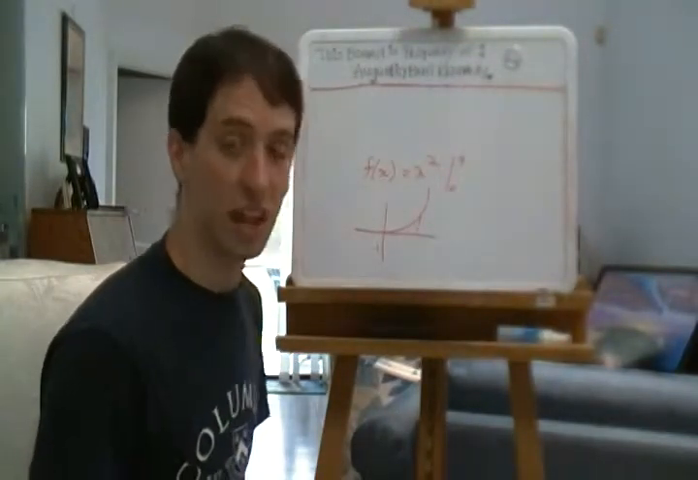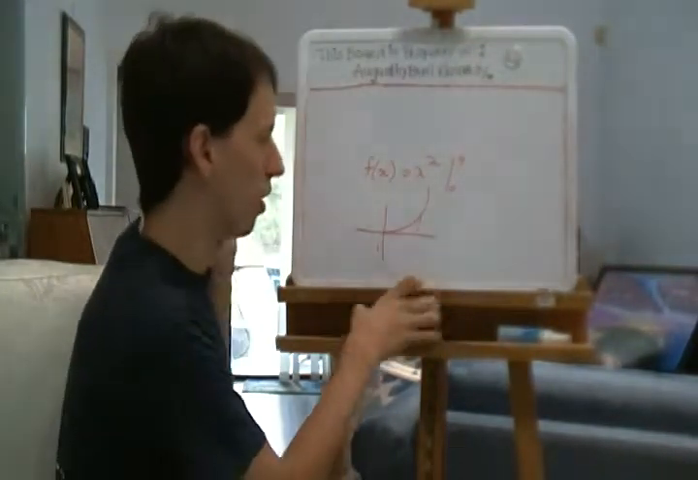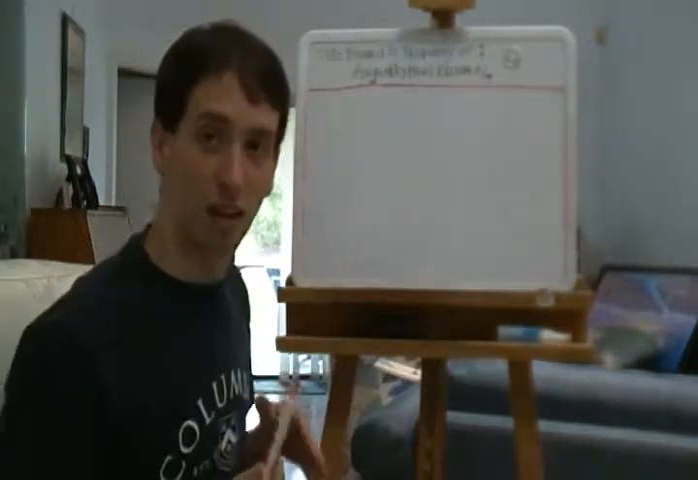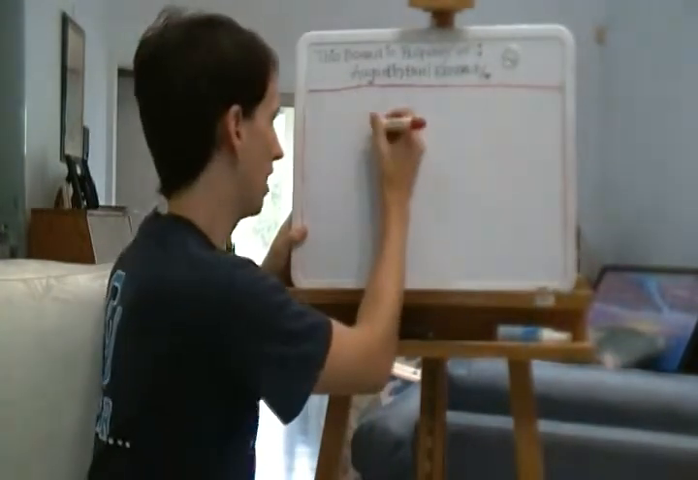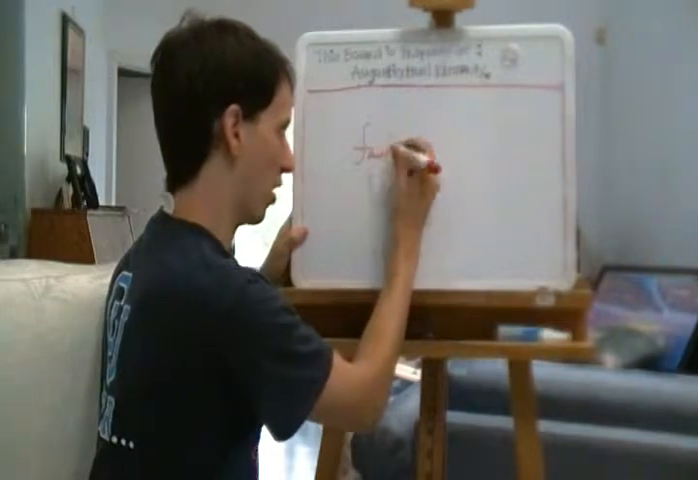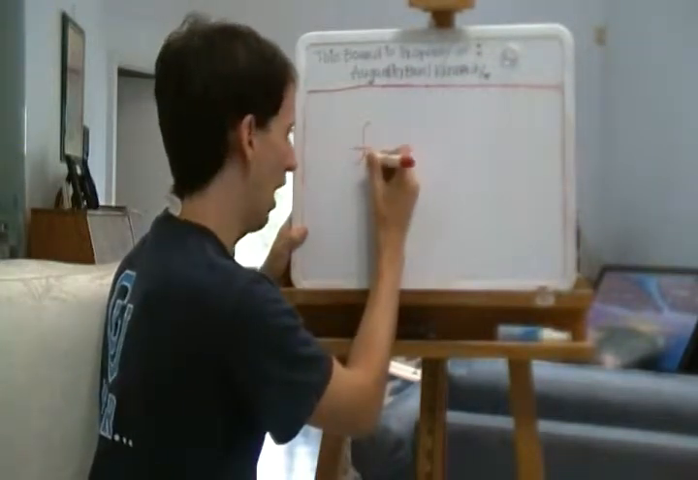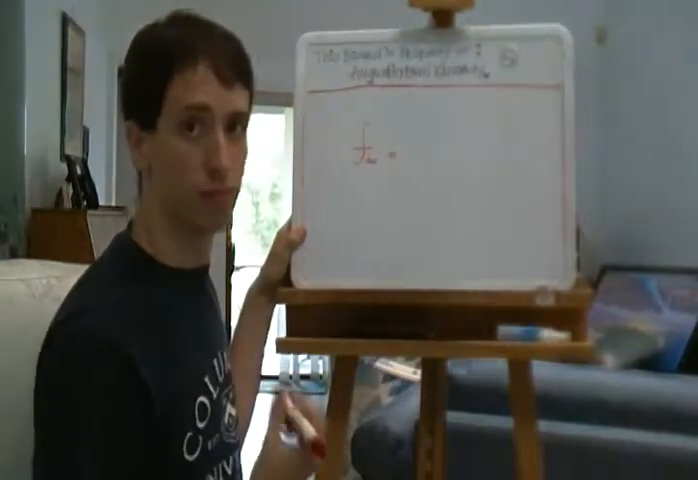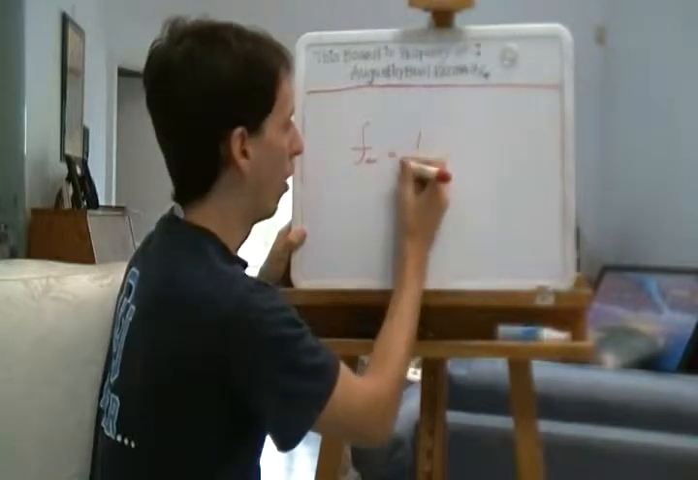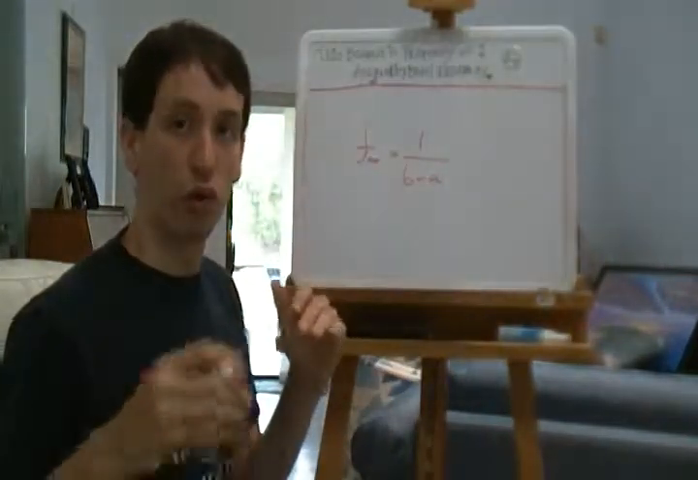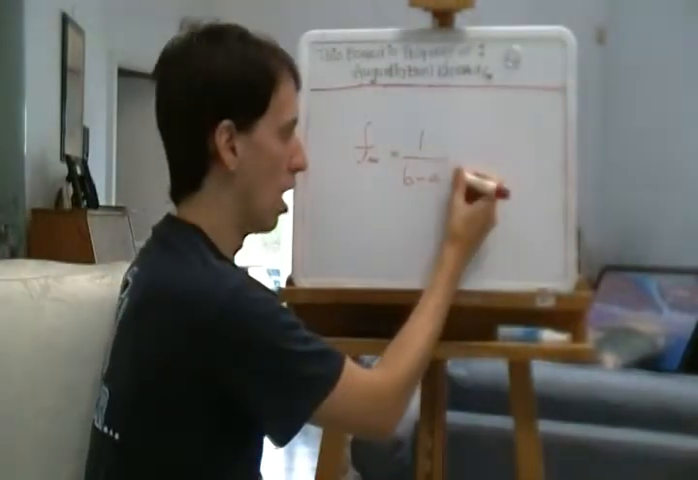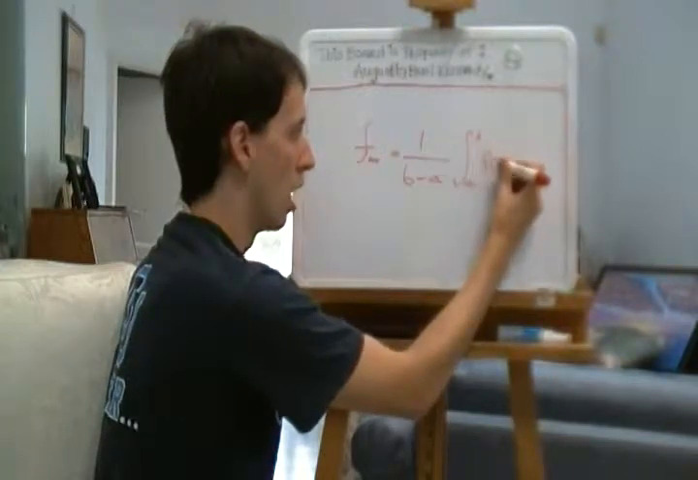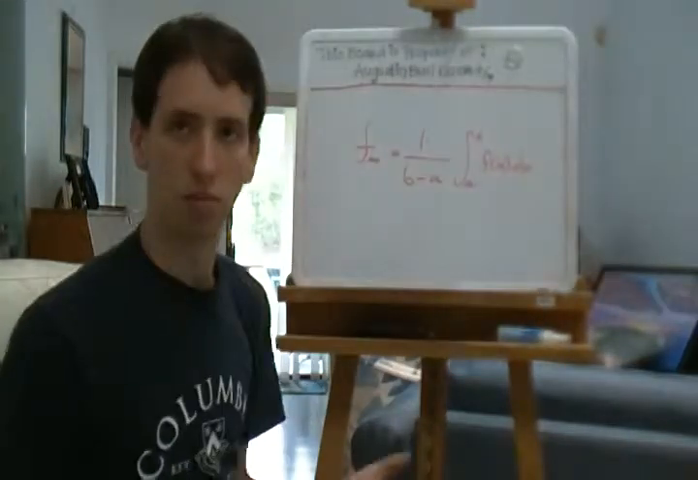Well, there's actually a really simple formula that we're not going to prove. But it's a pretty simple formula that will show you how to find the average value of just about any function. And it is this. The average value of a function, f average, that's how it's written, equals 1 over b minus a, that's 1 over the upper limit minus the lower limit, of the integral from a to b, f of x dx. Isn't that simple?